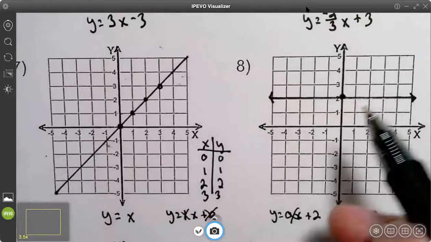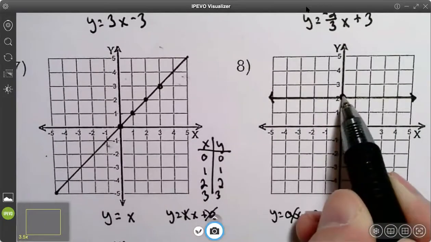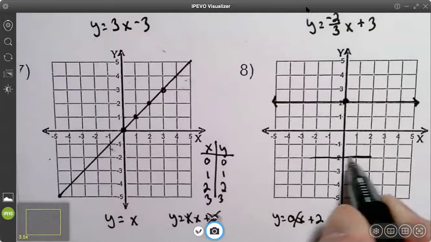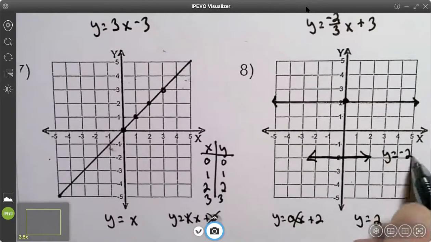Anytime you have a horizontal line, wherever it goes through the y-axis, your y-intercept, you just write y equals that number. So if I had a line right here, that would be y equals -2.